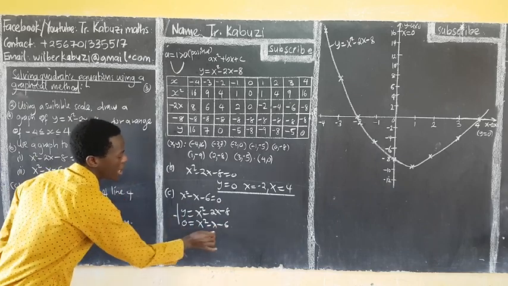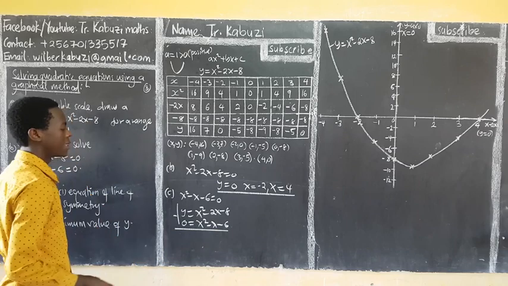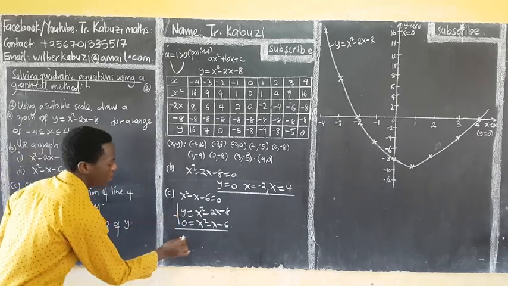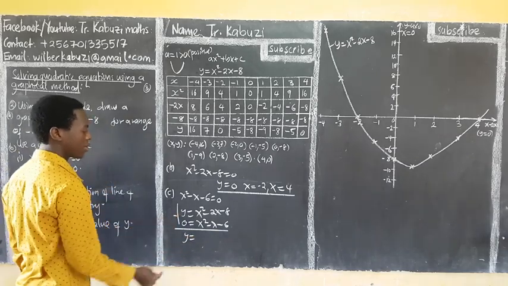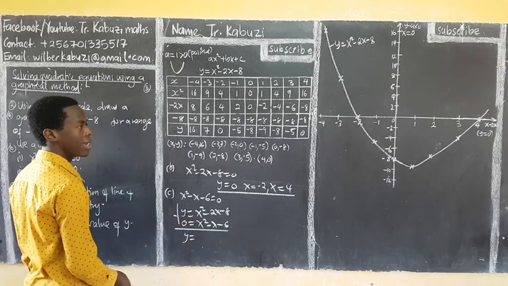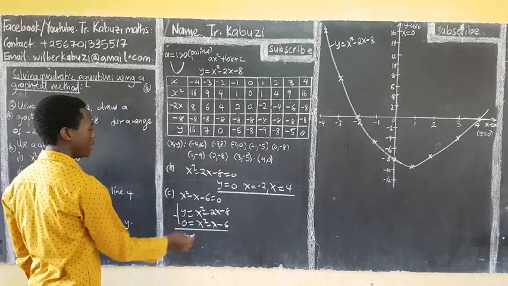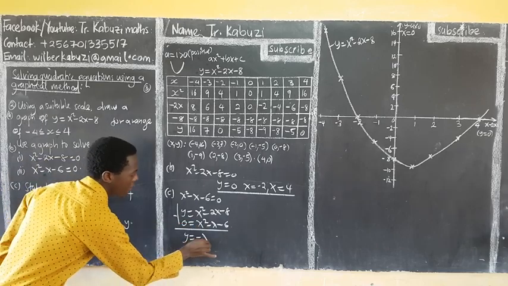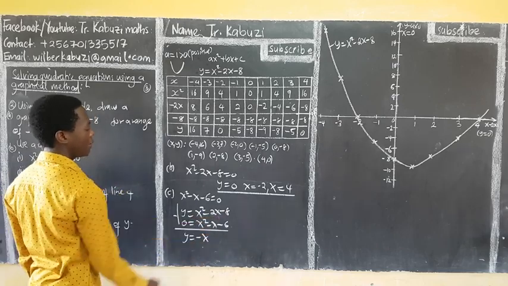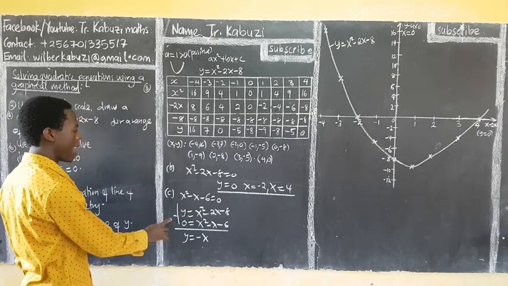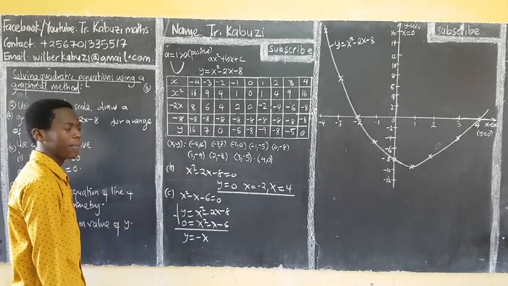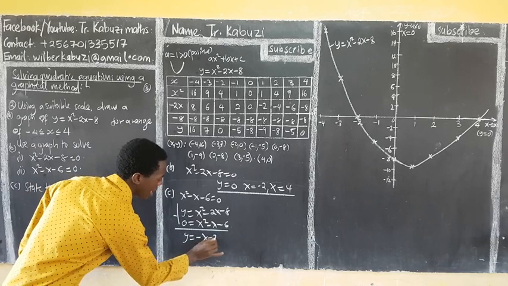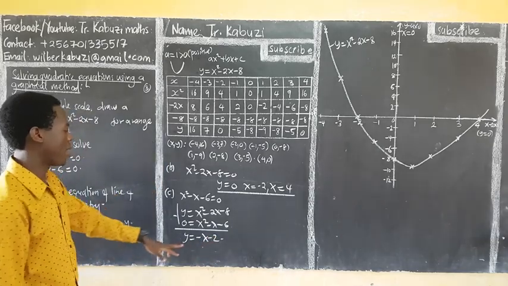Then you do subtract. If I subtract y minus 0, I get y equal to x squared minus x squared, that's 0. Then negative 2x minus minus gives me a positive, then you have negative x. Then negative 8 minus minus, that will be negative 8 plus 6, which will give you negative 2. Now you come and you are going to plot this line.